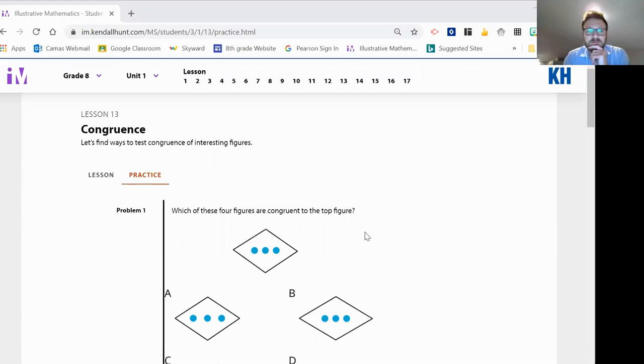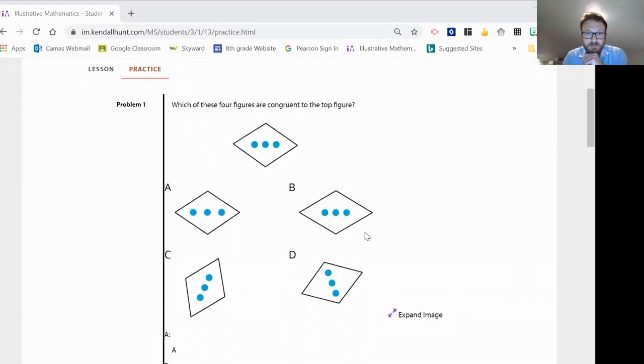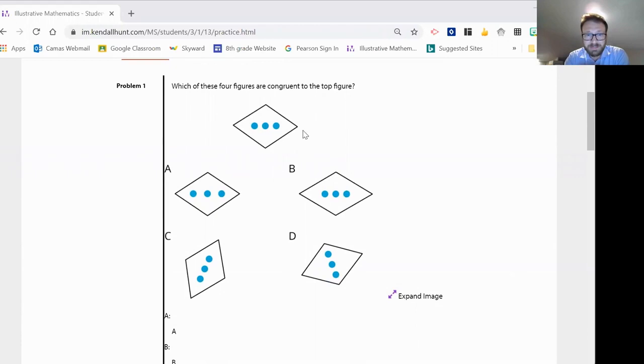We have the first problem here, which we're looking at this top shape, all right? And we're trying to find, from this one here, which of the 4, A, B, C, or D, is congruent to it. Now remember, when we're talking congruent, that means everything about the shape is the same.